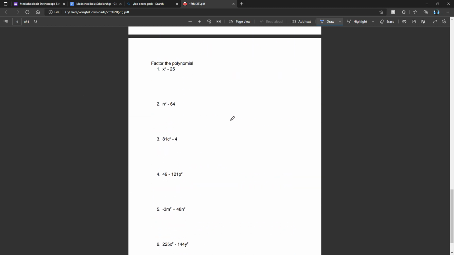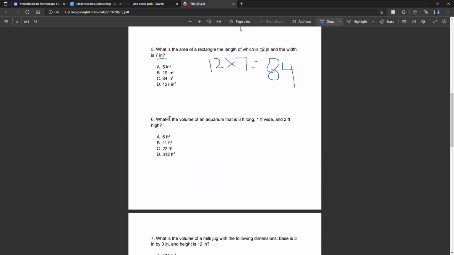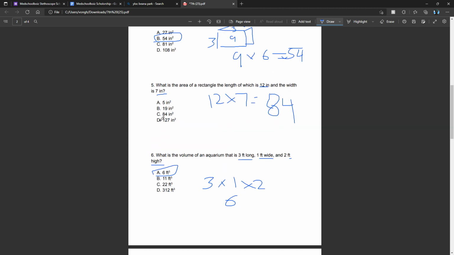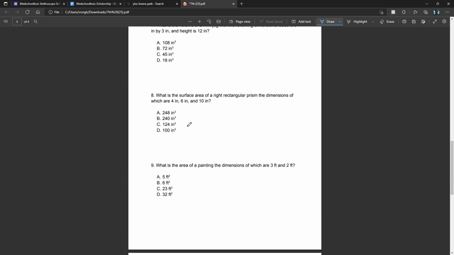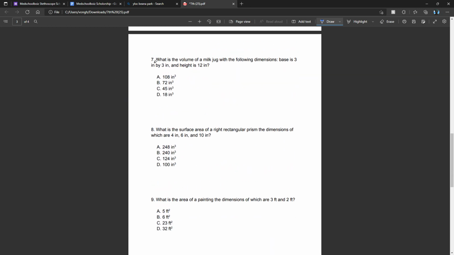6. What is the volume of an aquarium that is 3 feet long, 1 foot wide, and 2 feet high? To find volume, you just multiply length times width times height, so 3 times 1 times 2. Sorry, I should draw this better. 3 times 1 is 3, times 2 is 6, so the answer is A. Oh, sorry, I didn't put this one in. Try doing 7 through 8 on your own and see how well you do. I'll mark the answers, and you can check your work.